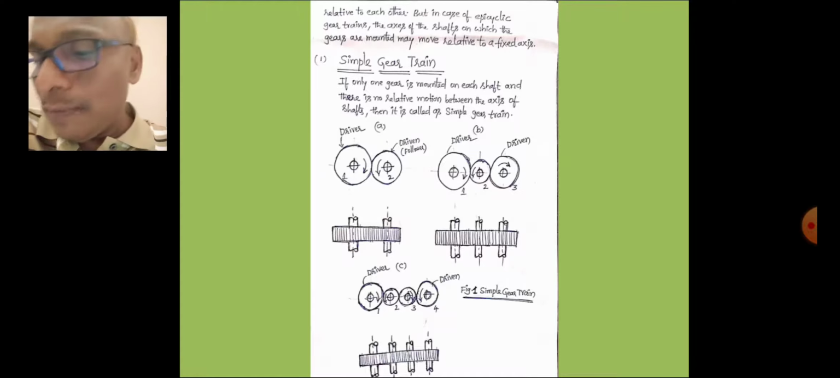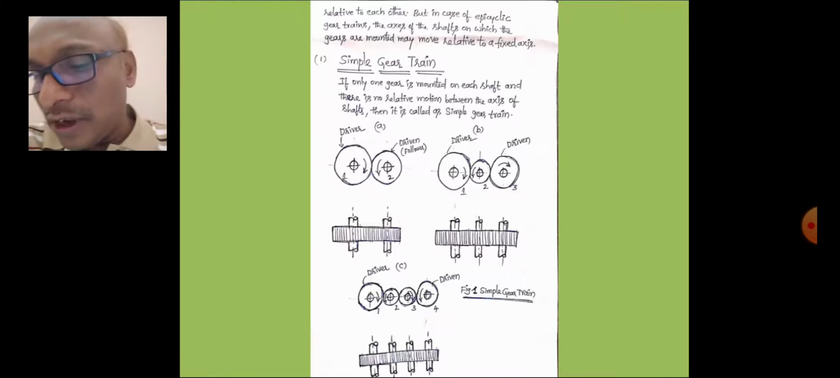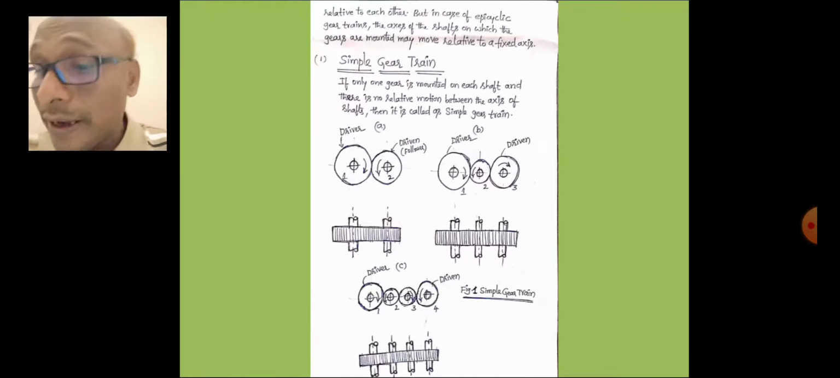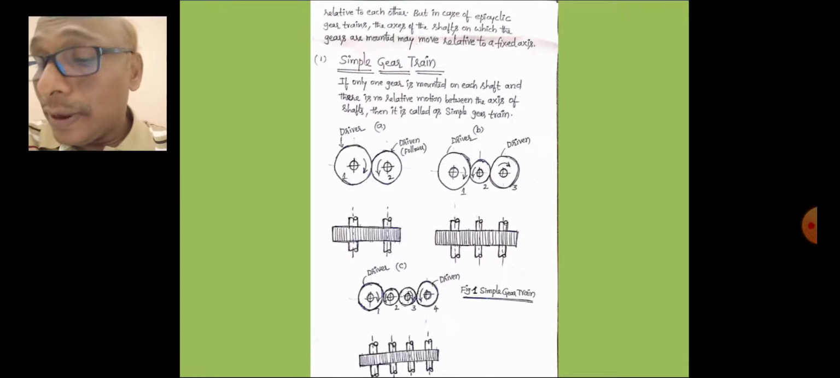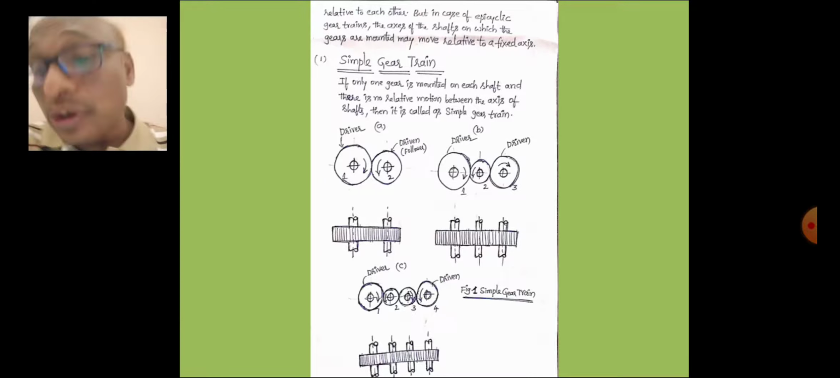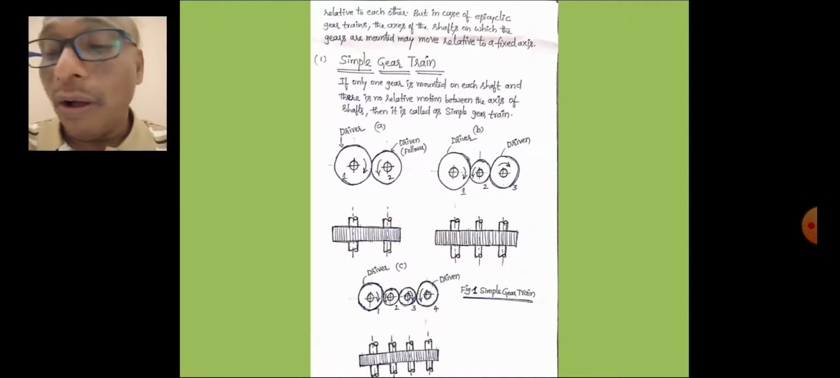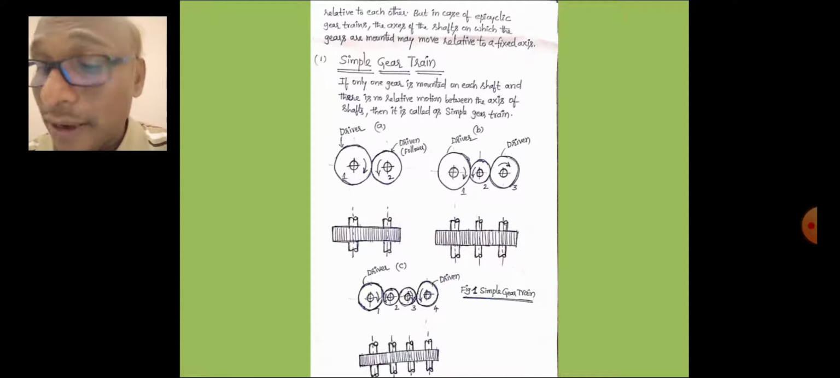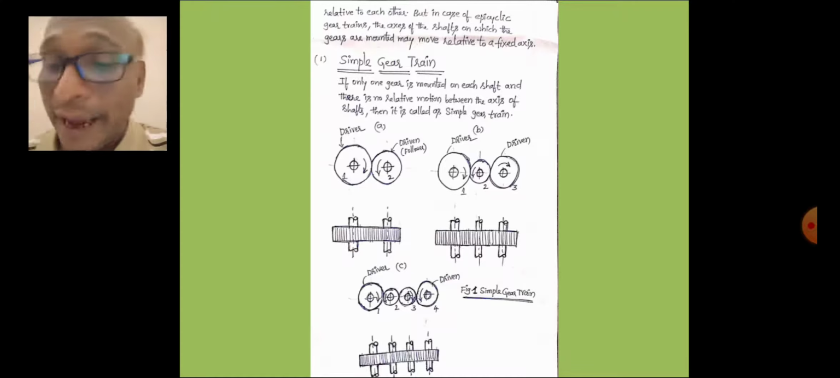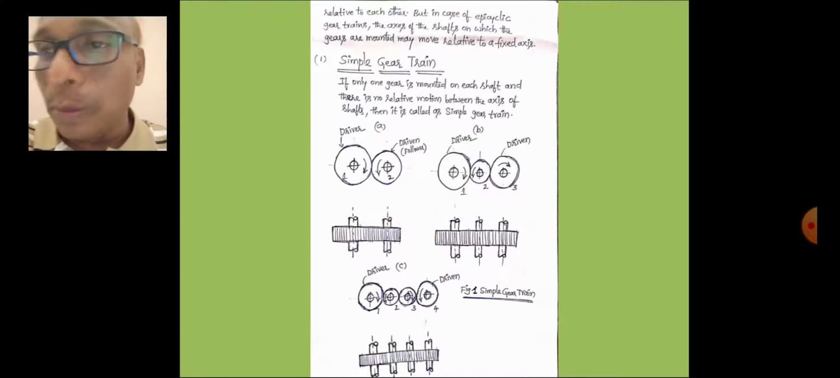Now look at the diagram which I have drawn. In figure 1, I have drawn the sketches of three simple gear trains. Figure 1A is a simple gear train consisting of two shafts over which two gears are mounted. The second, figure 1B, is also a simple gear train in which there are three shafts, and on each shaft a gear is mounted. And the third, figure 1C, is also a simple gear train, where four shafts are supporting four gears.